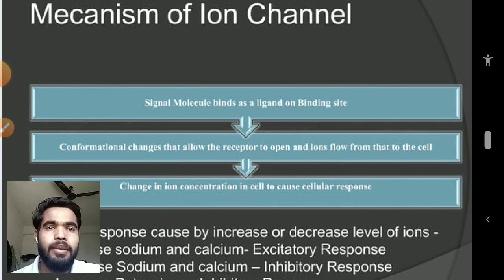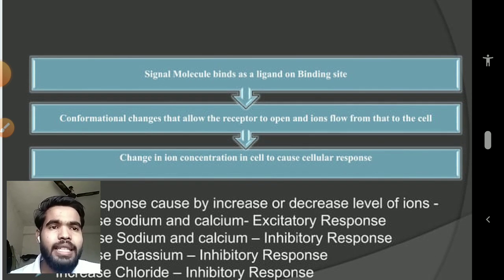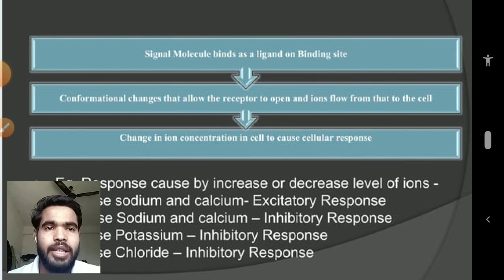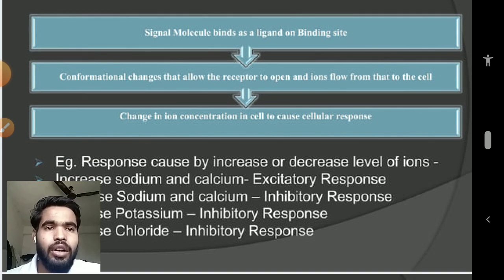Mechanism of the ion channel. A signal molecule binds as a ligand on a binding site. The signal molecule, in the form of a ligand, neurotransmitter or drug, binds on the binding site present on the cell membrane. Conformational changes allow the receptor to open and ions flow. Whenever the ligand binds to the receptor, the receptor gets activated and opens its gate for the influx of ions. The change in ion concentration in the cell causes a cellular response.